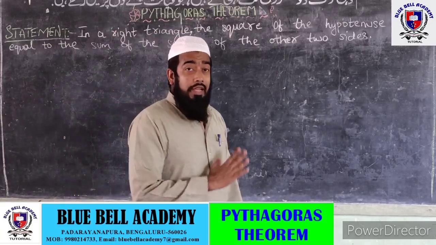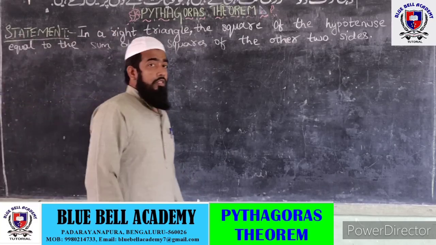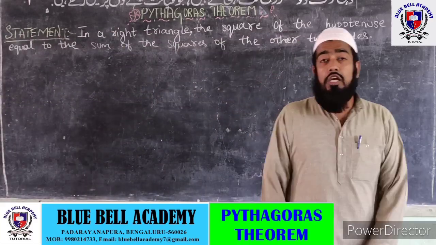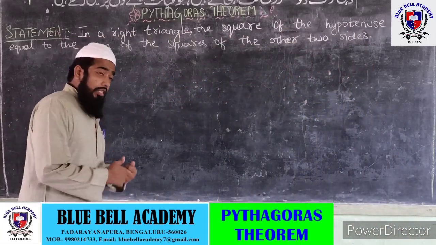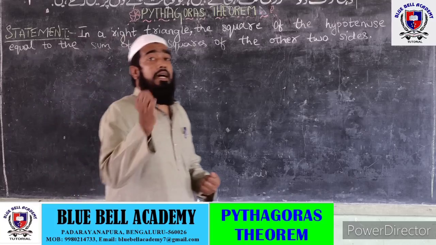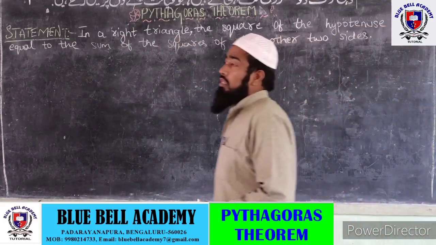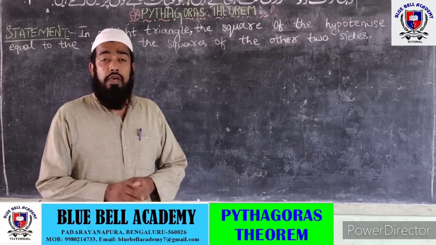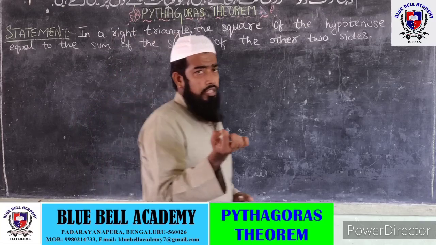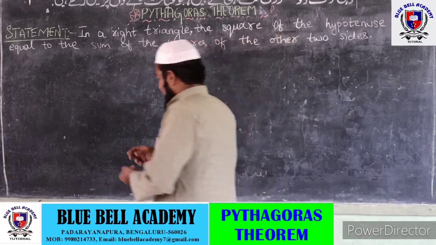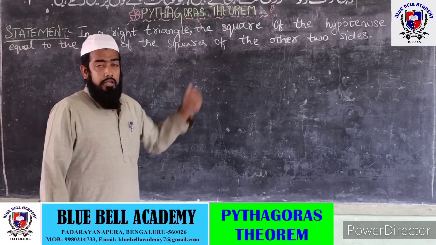It says that in a right triangle, the square of the hypotenuse is equal to the sum of the squares of the other two sides. Or this can also be said as: in a right angle triangle, the square on the hypotenuse is equal to the sum of the squares on the other two sides. The same thing, only a few differences in the words.